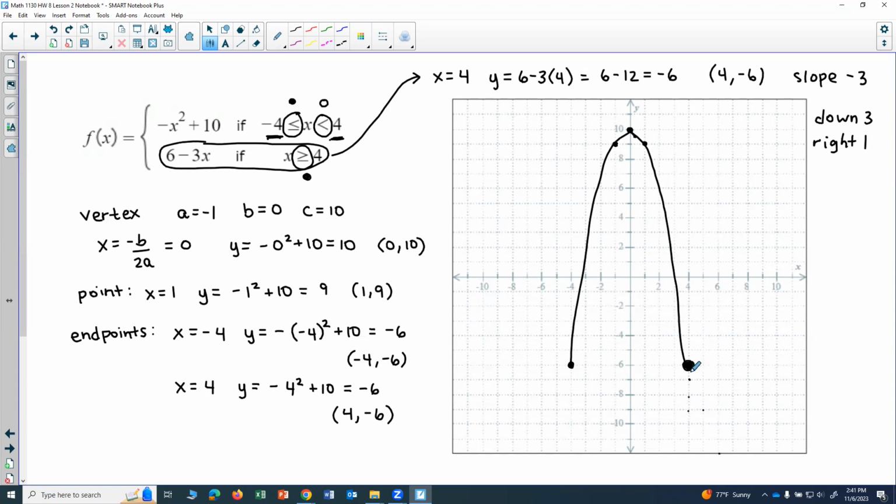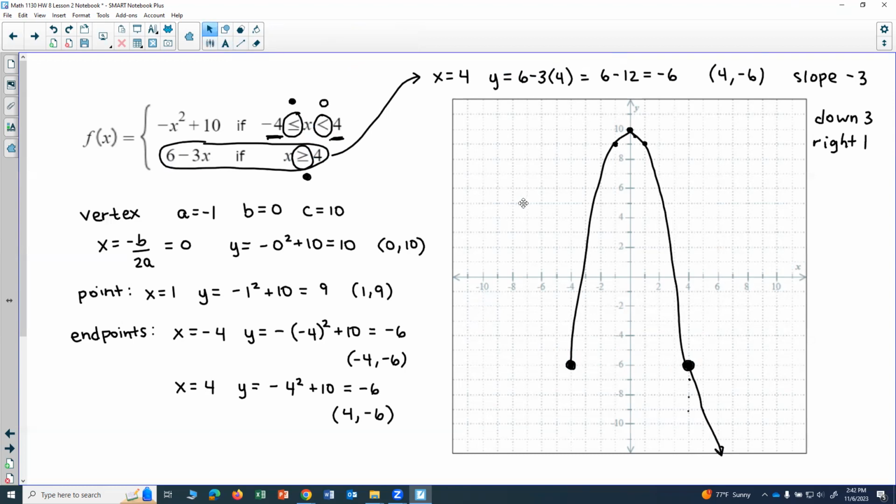And so I'm going to have a line now that goes like that. And so this will be my graph. It's part parabola, part line. We have a filled in dot over here at the point negative 4, negative 6. And we have a filled in dot at 4, negative 6 because of the second part of my piecewise function.